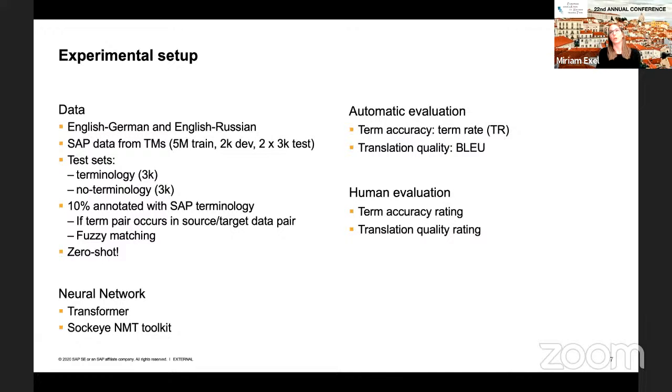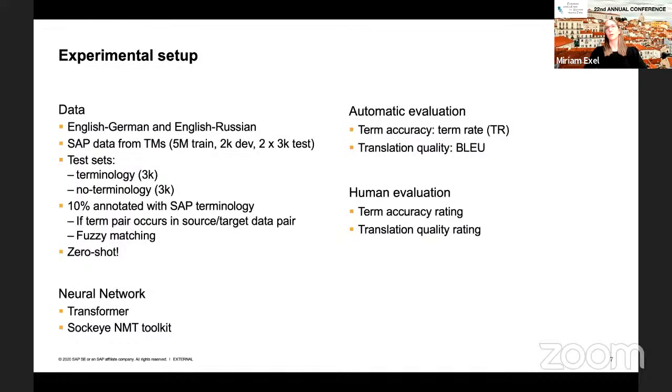And as in the original paper, this is a 0-shot setup, which means that we made sure that the terms that were annotated in the test set are not annotated in the training data. For the neural networks, we used the transformer architecture, and we performed all experiments with the SockEye toolkit, just because it has all the features that we needed.